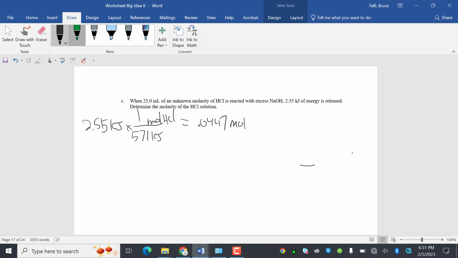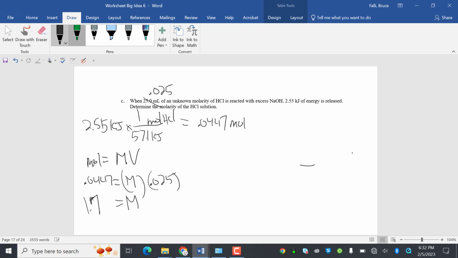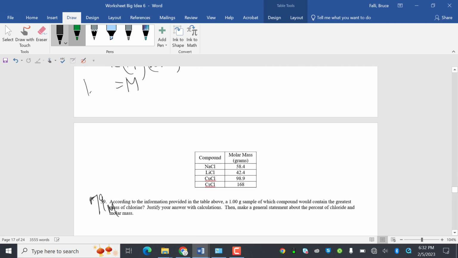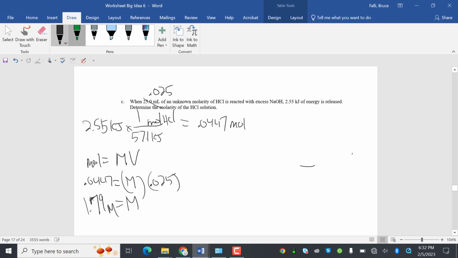So if I've got to find molarity, we all know moles equals MV. So 0.0447 equals molarity, which is what I'm solving for, and the volume is 0.025 liters. So my molarity equals 0.0447 divided by 0.025, 1.79 molar. Good. So take my deep breaths.